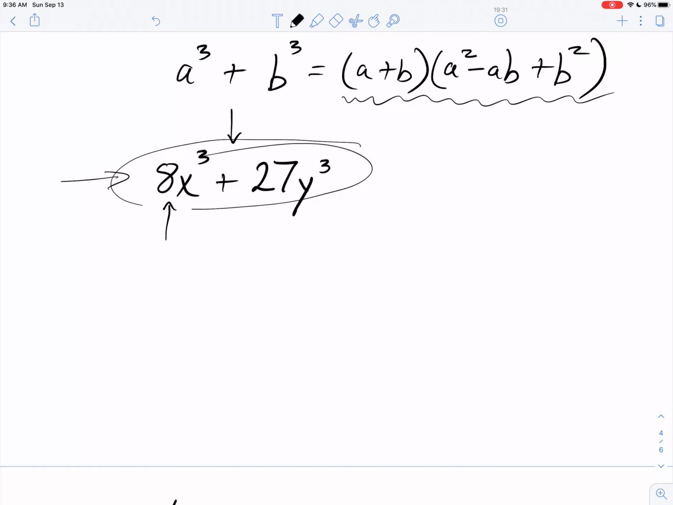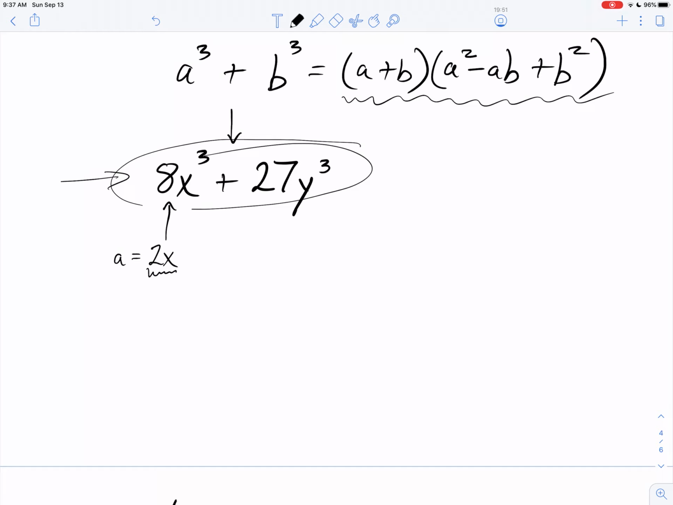Everywhere I see the letter A in that formula, I'm not going to put 8x cubed. No. Do it one piece at a time in your head. What times itself 3 times is 8? Well, that's 2. And what times itself 3 times is x cubed? X. So everywhere I see an A, I'm going to put a 2x.